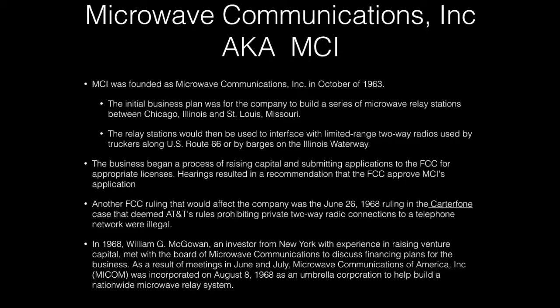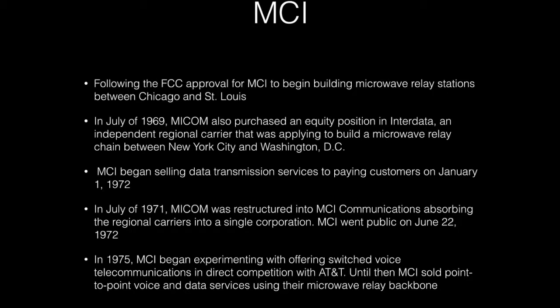So the Carterfone decision and the raising of capital ultimately led, in 1968, to a guy by the name of Bill McGowan, a guy from New York with lots of money. He met with the board and recommended that they create a new company called Microwave Communications of America. It was incorporated in 1968, and it was the organization that began to build a nationwide microwave relay system. Following that, MCI began building these relay stations, and in 1969 it bought an equity position in a company called Interdata, another independent regional carrier that was trying to build microwave systems between New York and Washington. And in 1972, MCI began to sell data transmission services.